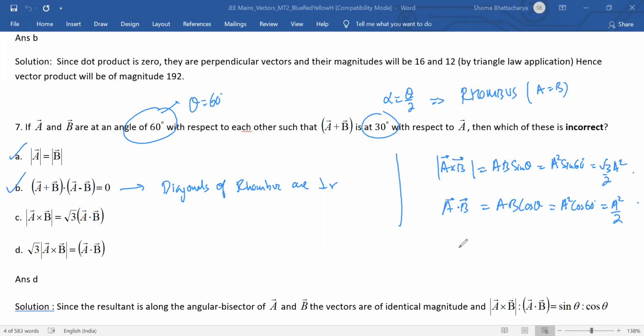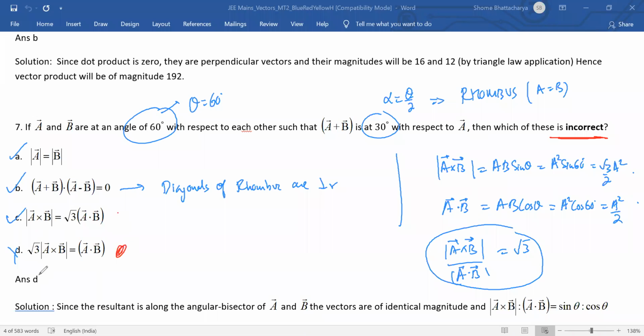So from this and this you can see that A cross B upon A dot B, how much will it be? This divided by this, so that's root 3. Okay, so from this you can see that this option is also correct. And obviously this option is wrong, because just compare it with this. So which option we have to mark now? We have to mark the incorrect option. So incorrect option will be this one. So our answer becomes D.